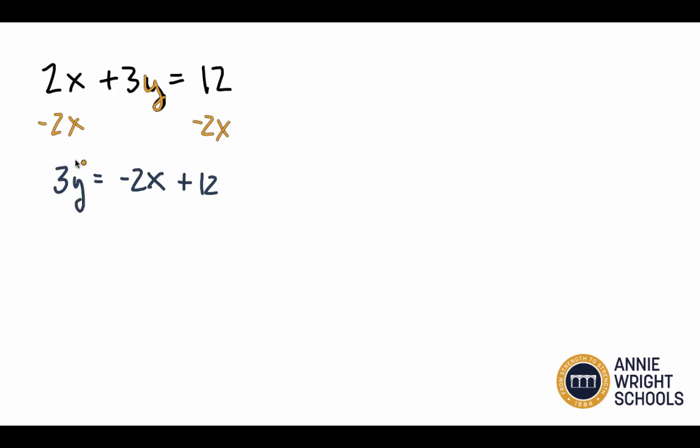Now I want to get rid of multiplying by 3. So I'm going to divide this by 3, but remember when you multiply or divide, you have to multiply and divide every number. When you do that, 3y divided by 3 gives you y. Negative 2x divided by 3 just gives you negative 2x divided by 3. Leave it that way and you're good to go. Plus 12 divided by 3 is 4.